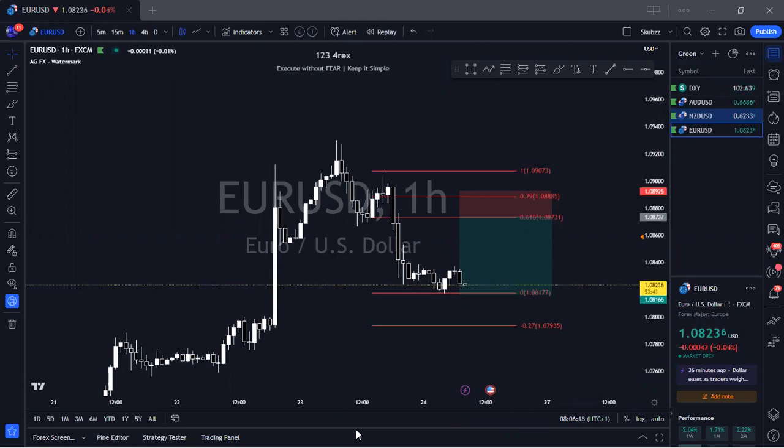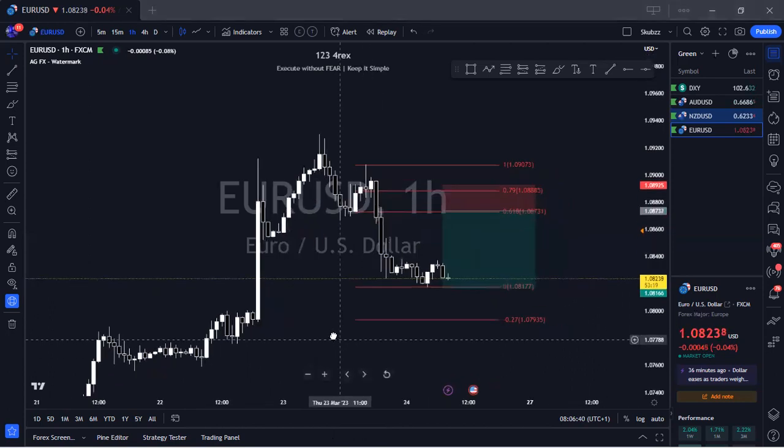So let's get started. Fundamental wise, we have a whole lot of high impact news today on the euro, on GBP. We even have news on USD. So today will be quite an eventful day. So let's go to the charts and see what we can get.